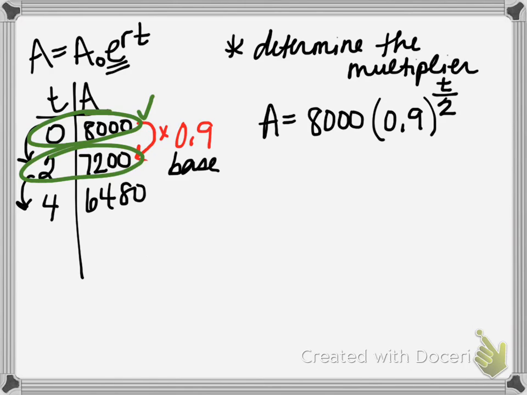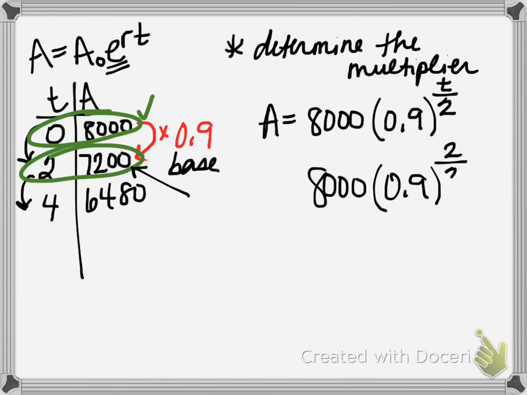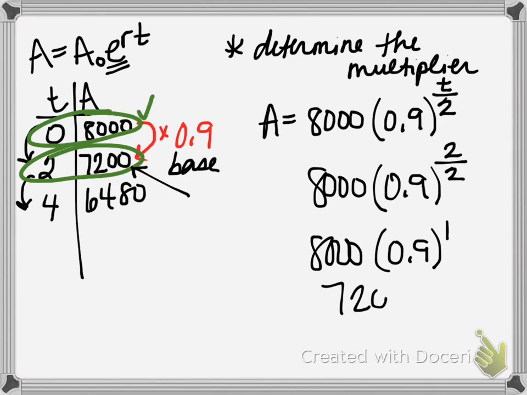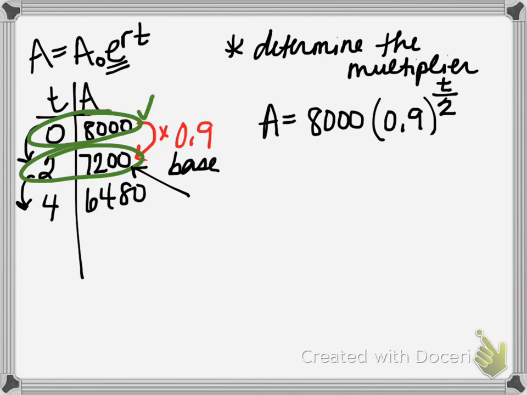Now think about why that works. Let's try that second data point of 2, 7,200. Try this out. 8,000 times 0.9. So now if I substitute in a time of 2, but I'm actually going to do 2 divided by 2, then that allows me to see that I'm going to have 0.9 to the first power, which indeed will give you the 7,200 that we needed. All right, so this would be our model.